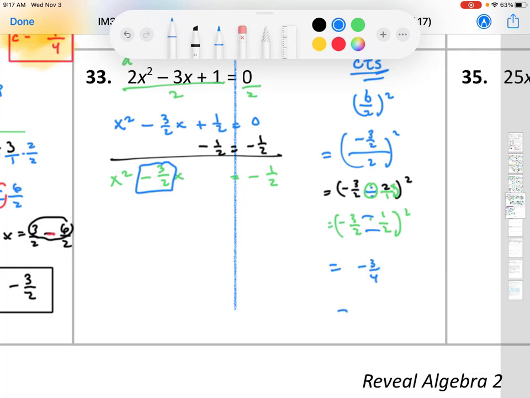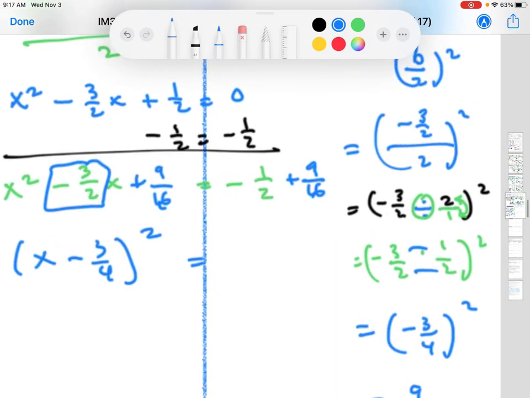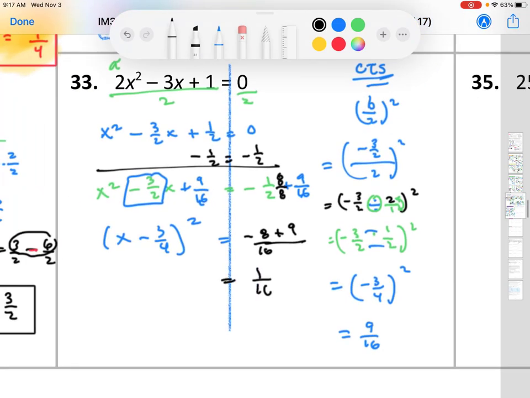What did we say this was? Negative 3/4, so 9/16, and I added 9/16 to both sides. And we basically said this was x minus 3/4 squared. Okay, over here, I'm going to multiply by 8/8. I came up with that because I want it to be a common denominator. So negative 8/16 plus, well, they're both over 16, so that'll be 9. So that'll be 1/16.